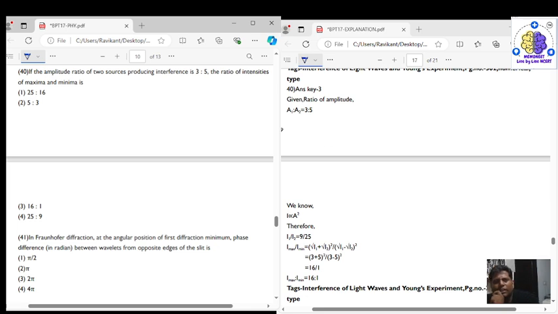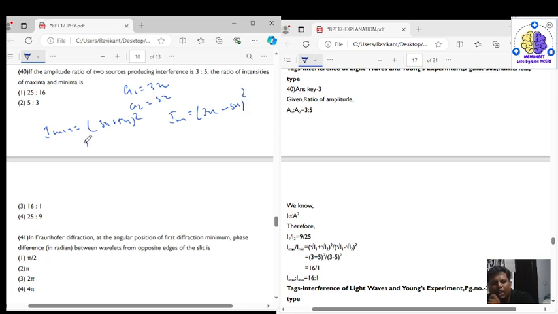Question number 40 says that the amplitude ratio of two sources producing interference is 3:5. The ratio of the intensity of maximum and minimum. So if the ratio is 3:5, it means A1 is equals to 3x and A2 is equals to 5x. So I max will be equals to 3x plus 5x whole square, and I minimum will be equals to 3x minus 5x whole square.